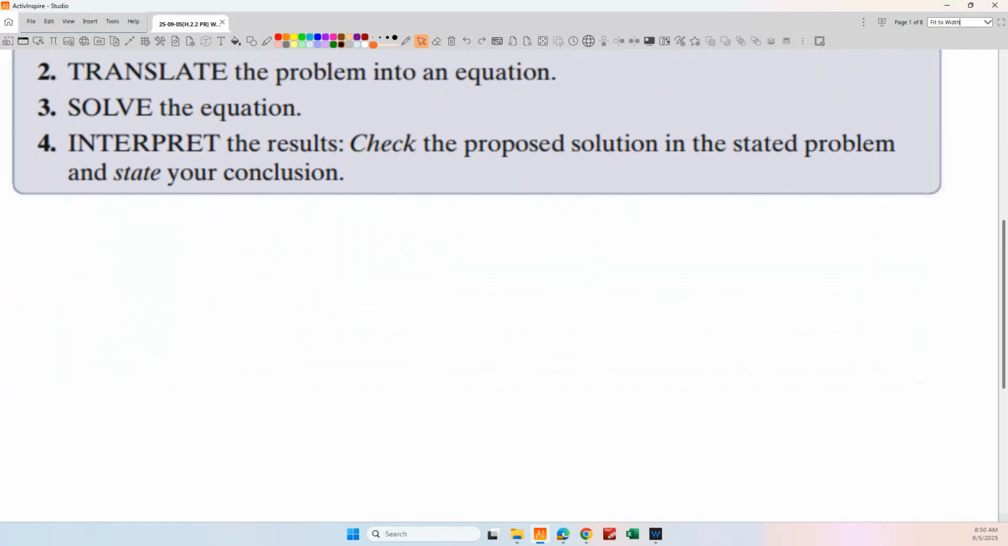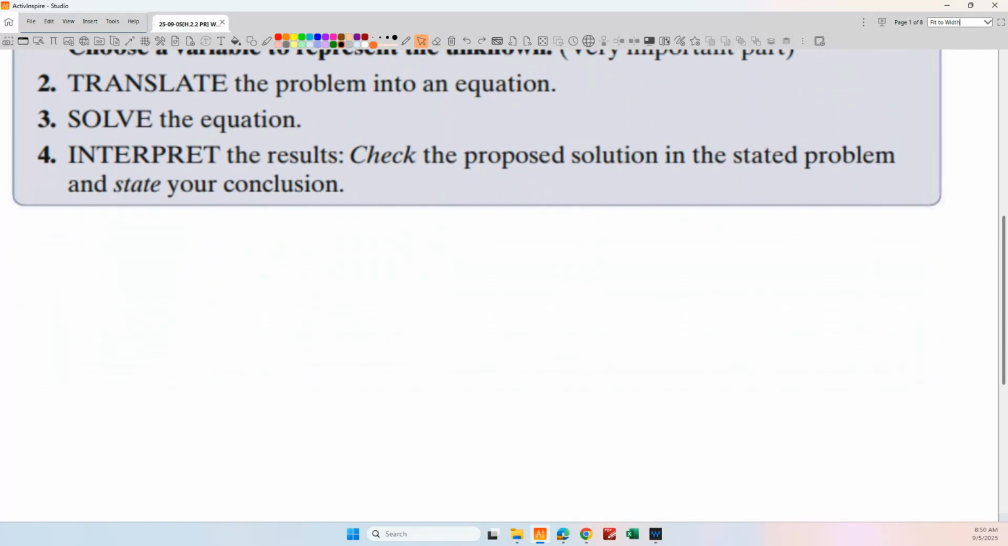Understand the problem. Step 2, translate the problem into algebra, typically an equation, right? That's the part that we're going to probably practice the most. Part 3, I would call this just flipping it into algebra mode and going to work. This is the easy part for you guys. You're good math students.